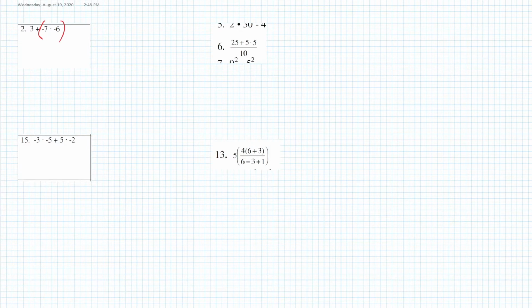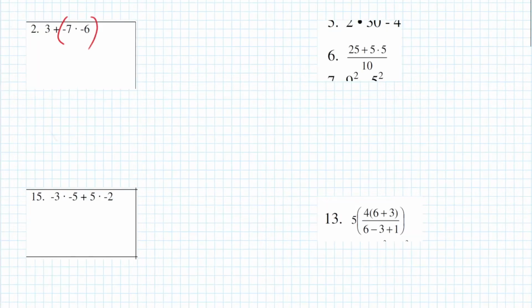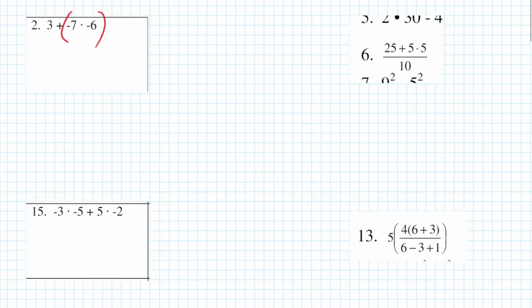The thing that I mentioned the other day is that multiplication and division are actually inverse operations. They happen at the same time from left to right, as do addition and subtraction. So in this example here, we have multiplication. I put parentheses around it just to show you that that's the operation that you're going to do first.